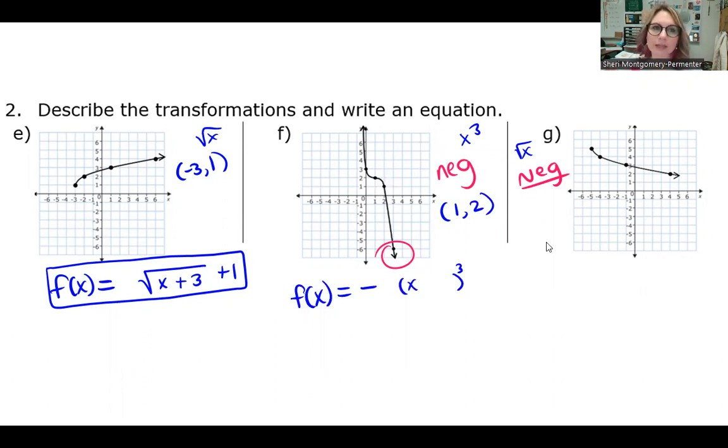Inside my x grouping has to be opposite. So here it's a 1, here it's a -1. After the x grouping, I have a 2. What you see is what you get. It's still going to be a 2.